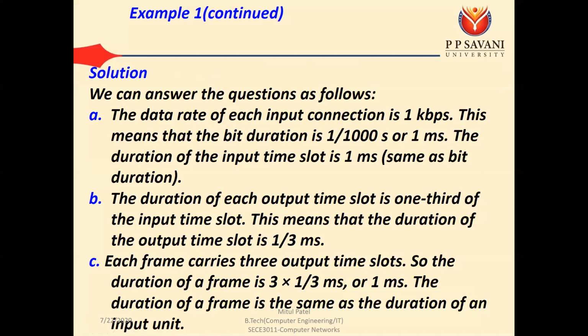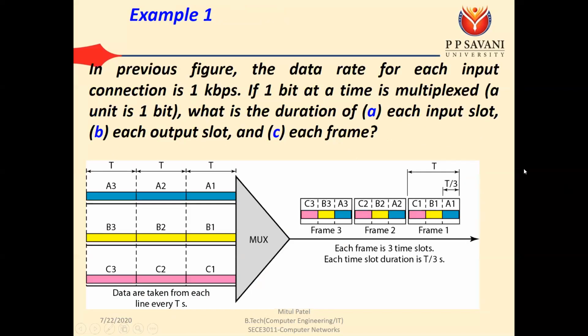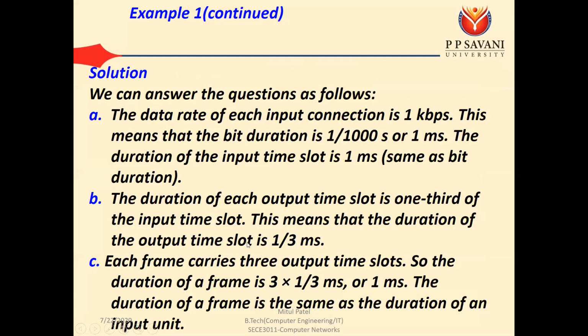So we can see here the answer: the data rate of each input connection is 1 kbps. That means the bit duration is 1 upon 1000 second, or 1 millisecond. The duration of the input slot is 1 millisecond. So all of these are 1 millisecond.